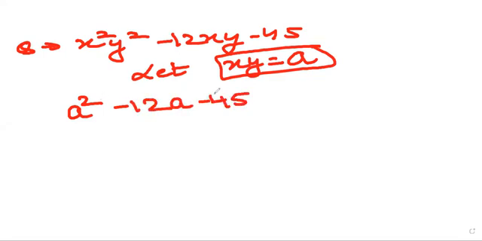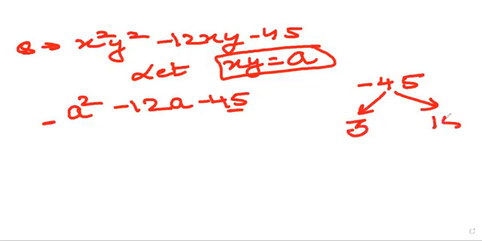Now let's do it with the splitting the middle term. What is the coefficient of a square? It's 1. Constant minus 45. So 1 into minus 45 is minus 45 only. Okay, let's check out whether we will get it or not. So first one is 3 into 15. Yes, check out. 15 threes are 45 and if you subtract it, you will get 12. But children, here you need minus.